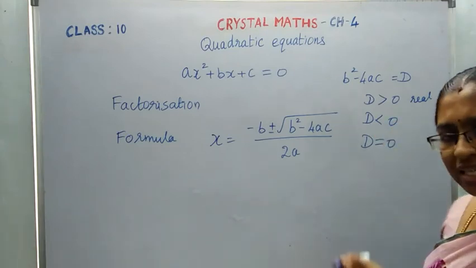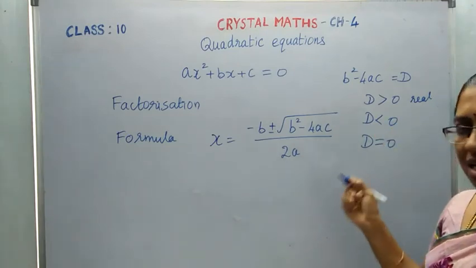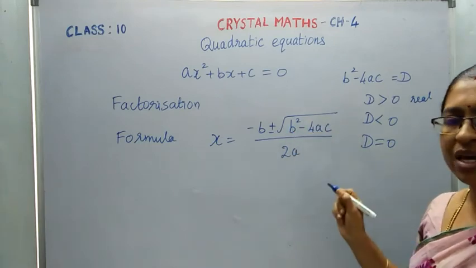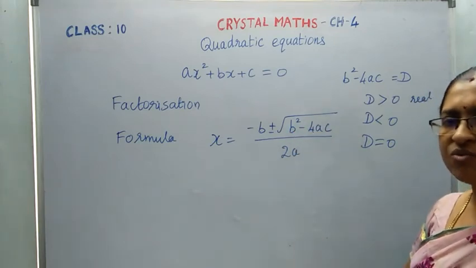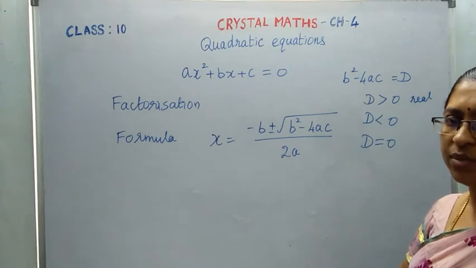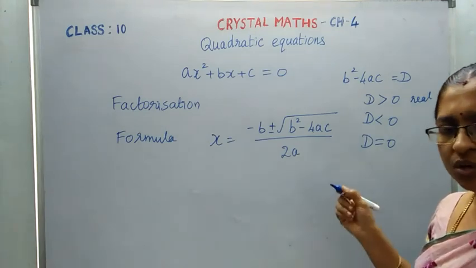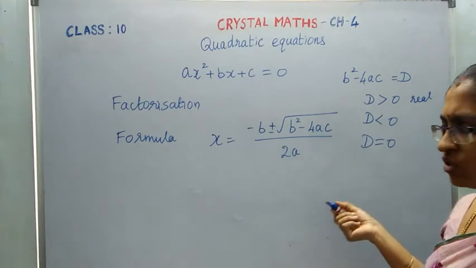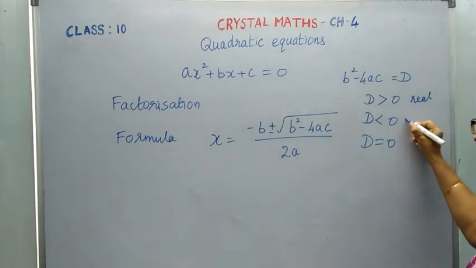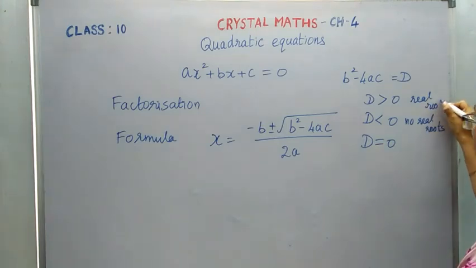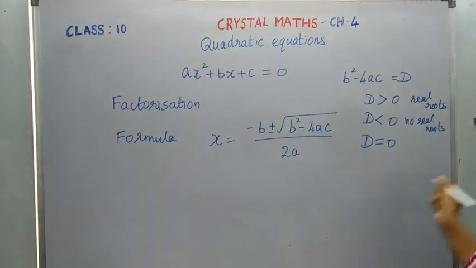If it is less than 0, here we will get a negative number. We can't find the square root of a negative number. So the roots will be imaginary. Roots do not exist for this. No real roots, we can say simply. No real roots. Real roots that are also different will be there in the earlier case.